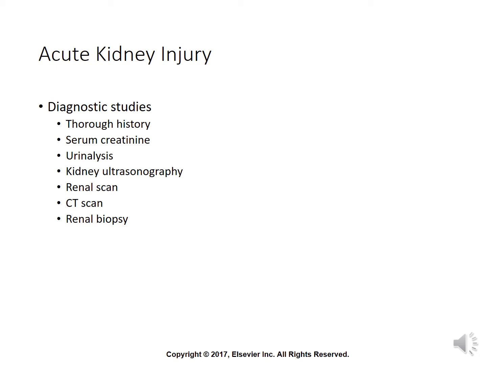Perhaps a CAT scan if you're questioning a mass. A renal biopsy to confirm intrarenal cause of acute kidney injury. So there's a variety of different diagnostics depending on your baseline, your history, and your assessment.